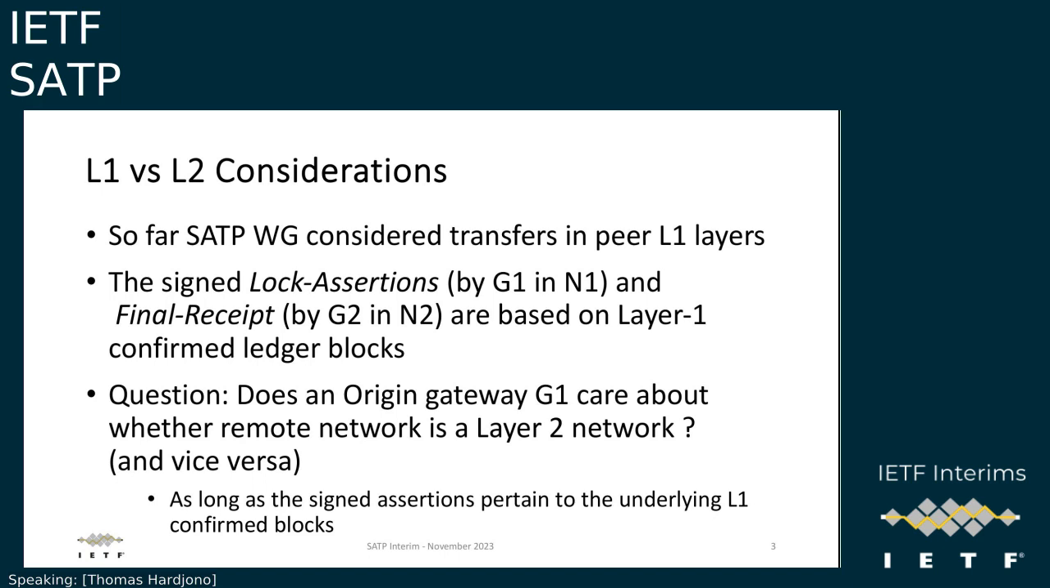in the middle phase, stage two, and in stage three, there's a final receipt. Those are written with the assumption that there is a layer one ledger, and that the layer one network has a unique identifier. And so the question for the group is: should a gateway in G1 really care about whether the remote network is a layer two or layer one? So long as there is some guarantee, a signed assertion coming back from the other gateway saying that yes, the asset has been burned on the origin network, and vice versa, the asset has been created.